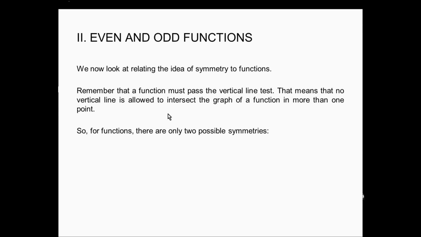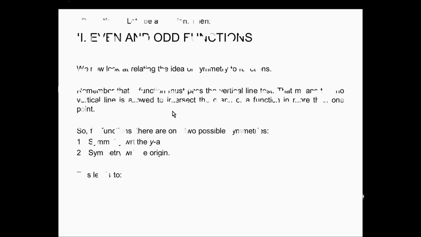So for functions, there are only two possible symmetries. Number one is symmetry with respect to the y-axis. And number two, symmetry with respect to the origin. Remember, the symmetry with respect to the x-axis, if you fold along the x-axis, the pieces coincide. That says that a vertical line is going to pass through at least 2 points, maybe more. So these two symmetries, symmetry with respect to the y-axis and symmetry with respect to the origin, are going to lead to the notion of even and odd functions.